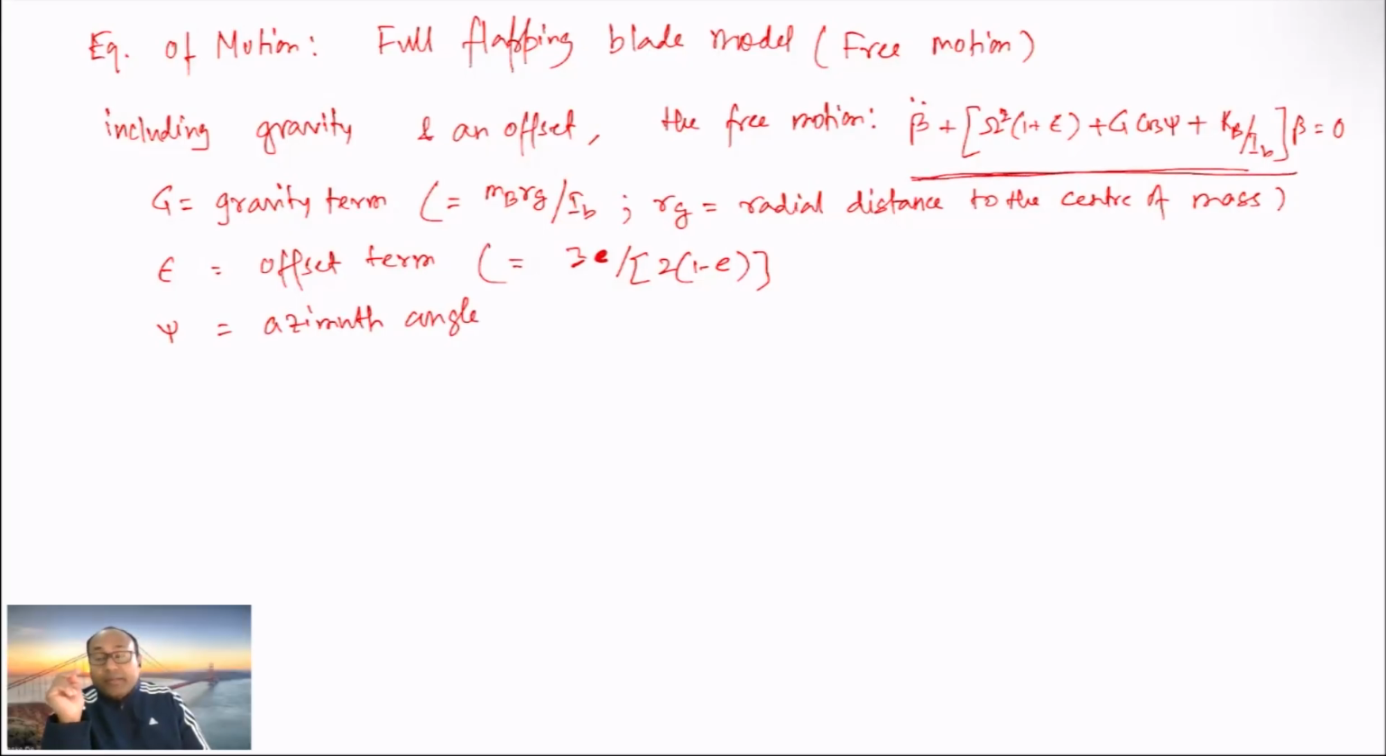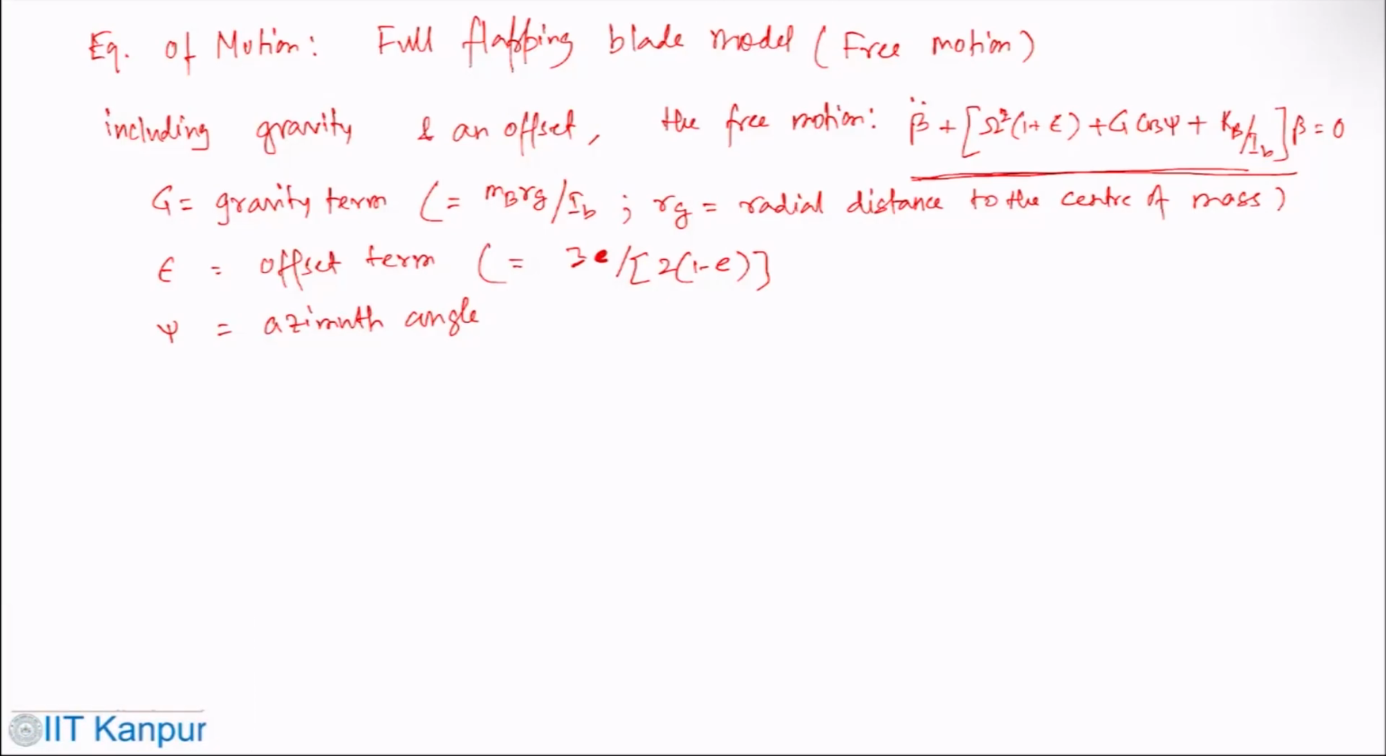That includes the free motion of the full flapping blade model. That means there is no extra forcing term. So that would be our next set of complications to incorporate. This is where you have all the terms. Now we try to derive this, how we obtain that. Okay. Now we'll go to the derivation of free motion.